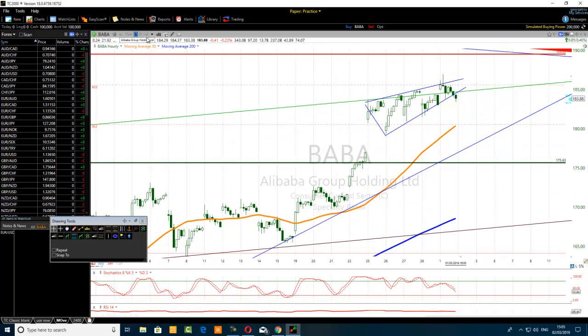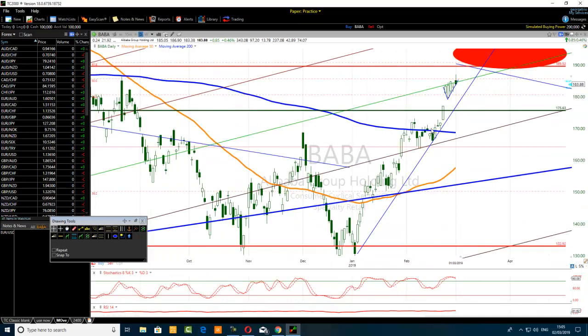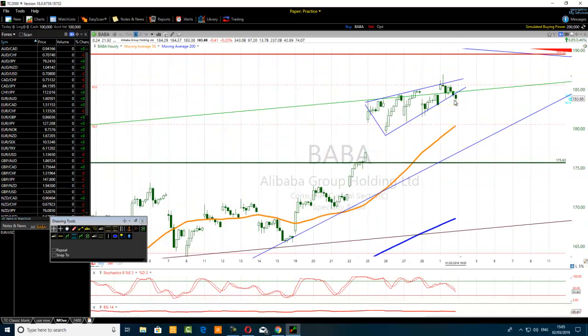But on a daily chart, we haven't seen any signal yet. So if I want to play this today, I will play it as a day trader, taking very careful decisions. Okay, it was in a triangle here, and came out of the triangle.